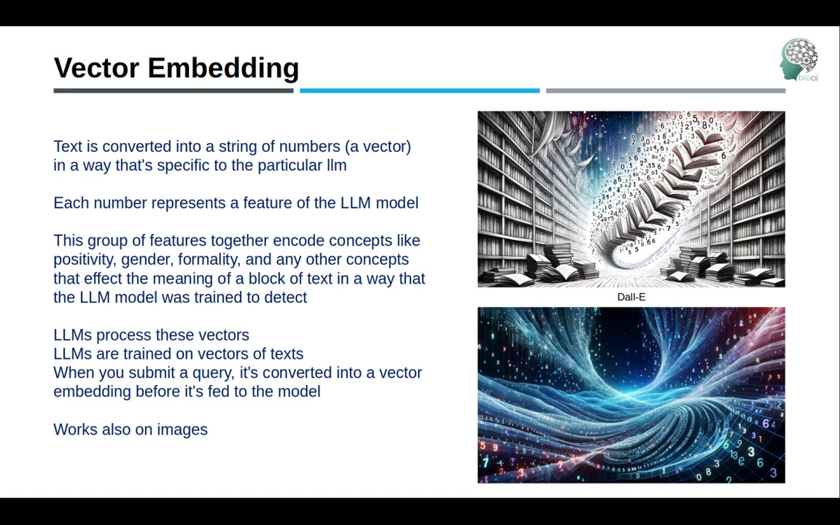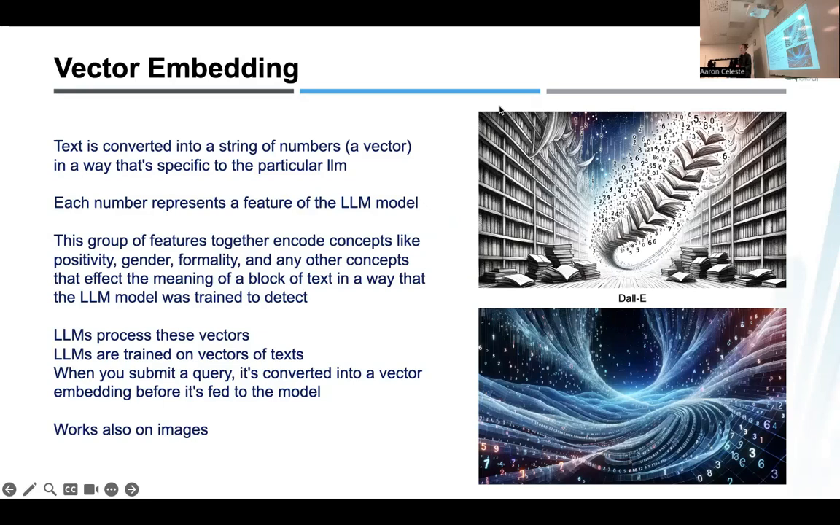But there's not enough of these numbers. In the case of OpenAI, one of these vectors is only like 1,500 numbers. And so it's not that each of these numbers represents one of the concepts, it's that the whole list of numbers itself together represents all of the semantic meaning of a piece of text. So of course, when you vectorize a piece of text, that's going to be specific to the specific model. Also works on images. So in an image, you may have similar sorts of concepts like positivity, negativity, etc.